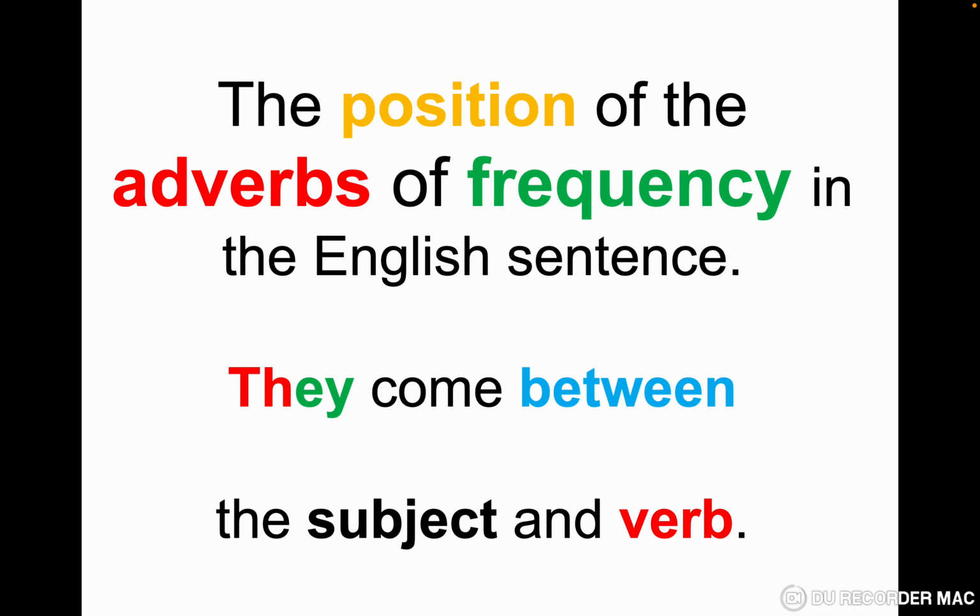Now we have a problem: the position of the adverbs of frequency in the English sentence. When do we need to put the adverb of frequency? The simple rule is very easy. They come between the subject and verb. This is the easy position for adverbs of frequency for level 1. They come between subject and verb.